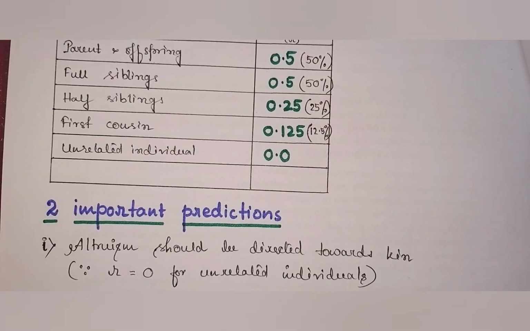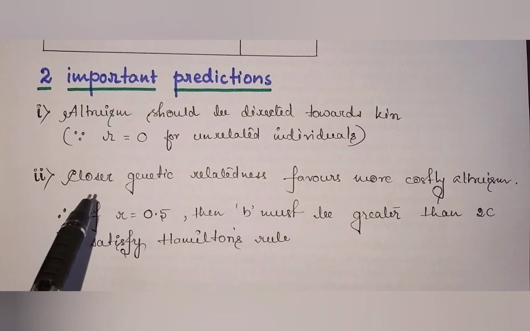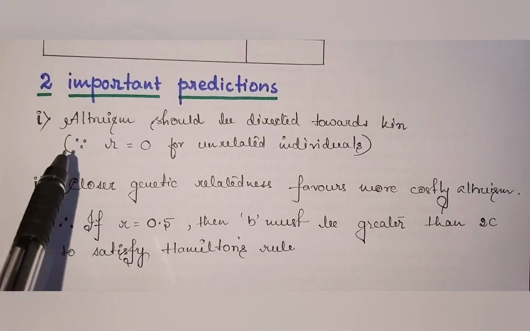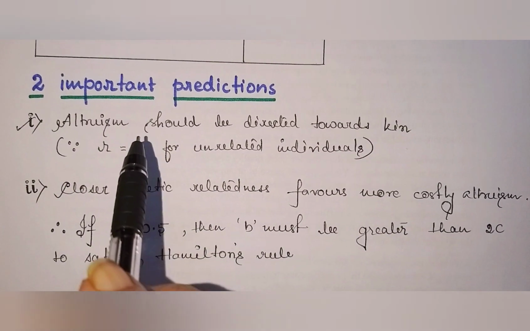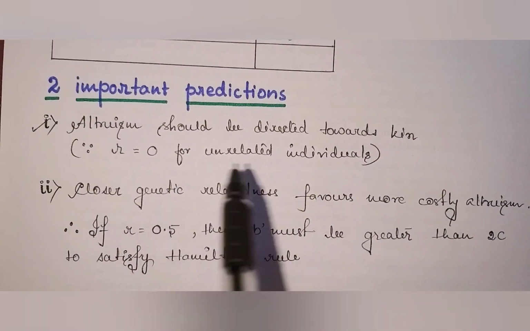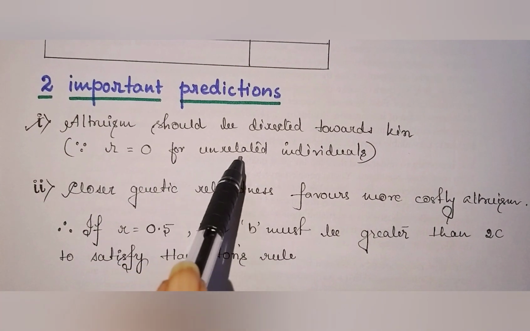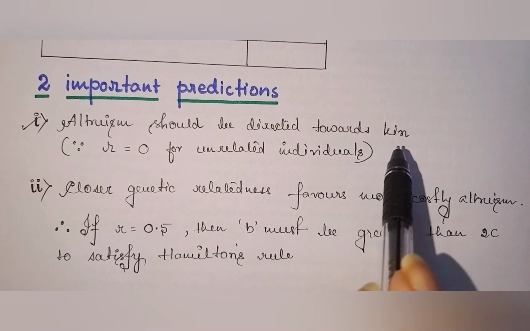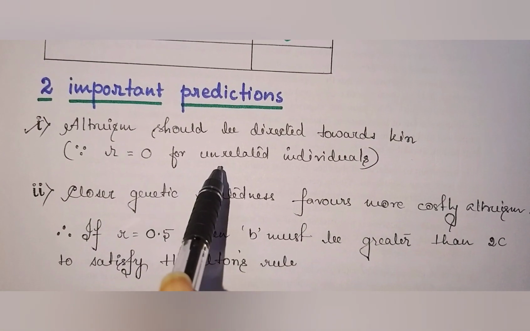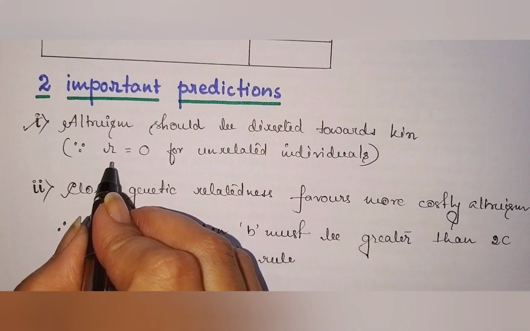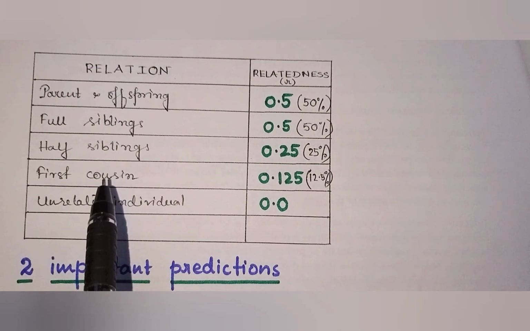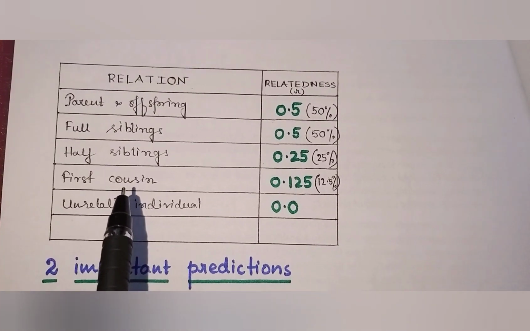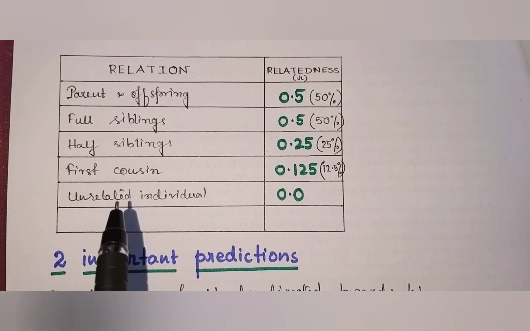Right? See, to understand the concept, two important predictions are there which you will have to know very nicely. What is the first one? See, altruism should be directed towards kin. Since R is equal to 0 for unrelated individuals, there should be some amount of relationship. There should be some kinship. Why? Because see, for unrelated individual the value of R is 0. This has to be kept in mind. This table is of premier importance. If you know this table nicely, you will be able to solve any kind of problems from this particular topic.